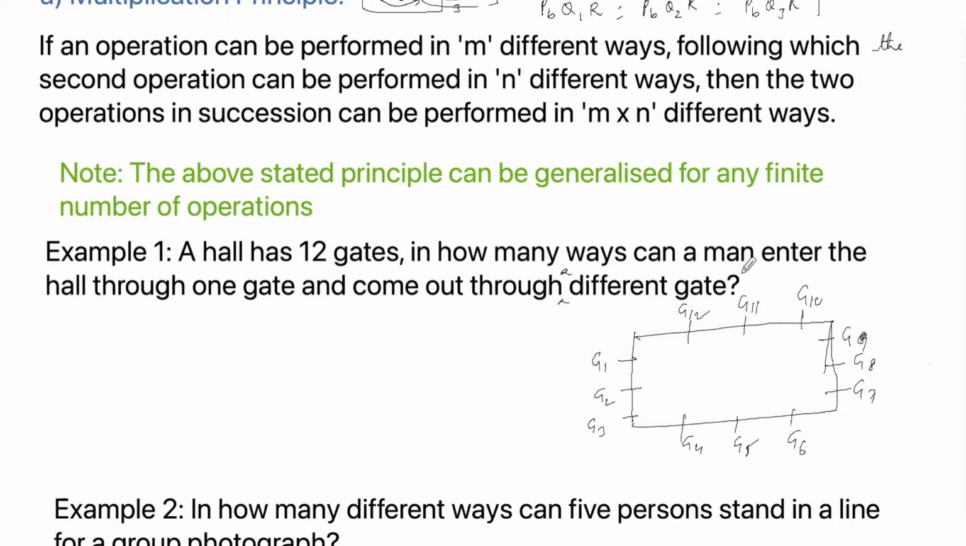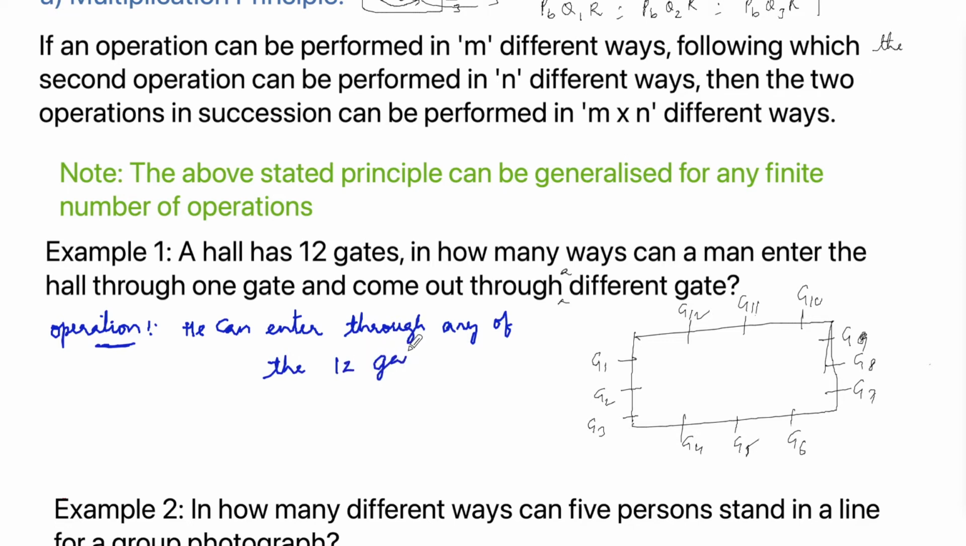So in how many ways can a man enter the hall through one gate and come out through a different gate? So here we can see that there are two different operations. Say the first operation, operation 1. So he needs to enter inside the hall through any one of the gates. So he is having how many possibilities? Either he can enter through gate 1, G1, or G2, or G4, and so on up to 12. So he can enter through any of the 12 gates, G1, G2, and so on up to G12. So how many ways here? 12 ways.